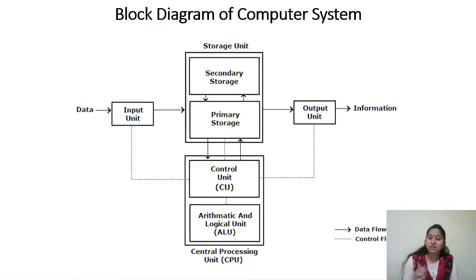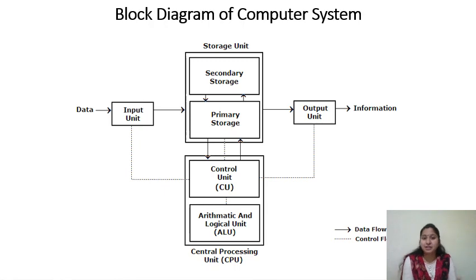Primary storage is very small size memory compared to secondary storage, because it is used for storing the data and instructions which are under execution. Once the execution is completed, this data and instructions will get removed from the primary storage automatically. The simple example of primary storage is random access memory, that is RAM. This is easily accessible by computer system.